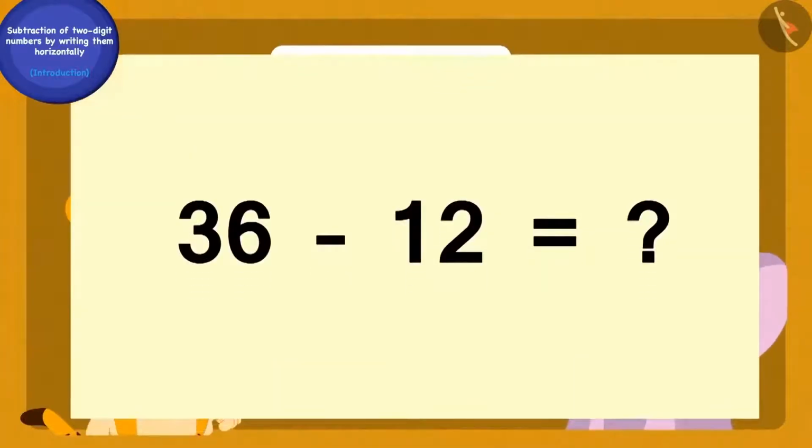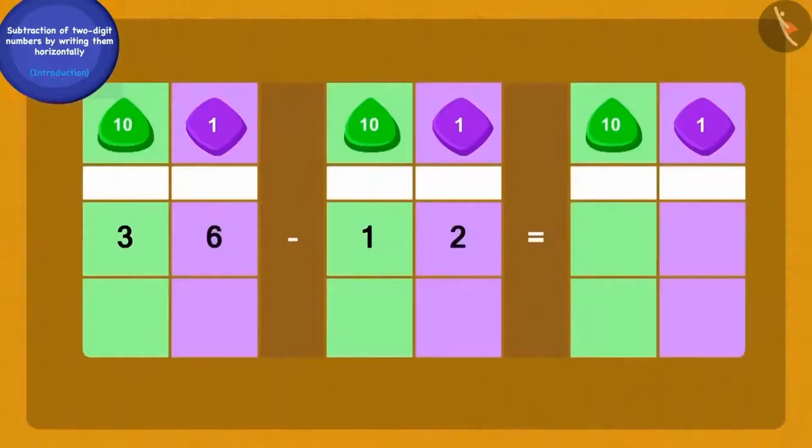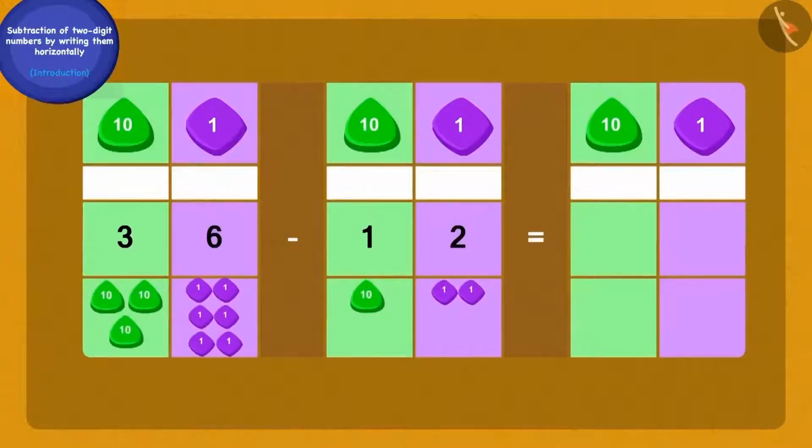Children, can you answer Bablu's question? Let us do this together. What are we going to do first? Yes, we will write 36 and 12 as 10 and 1 token like this. Now we will subtract the 2 ones of 12 from the 6 ones of 36. How many ones are we left with now? Yes, we have 4 ones left with us.